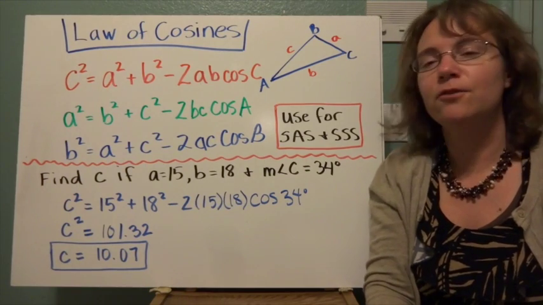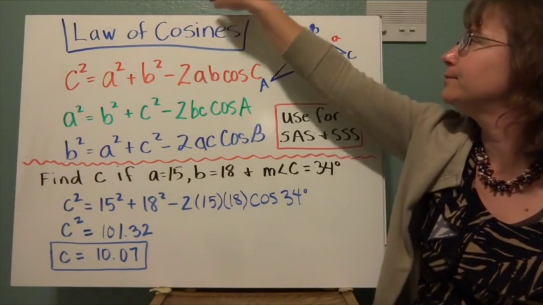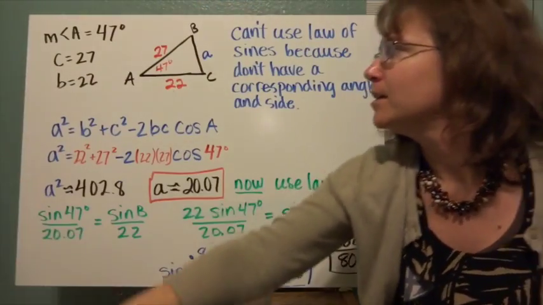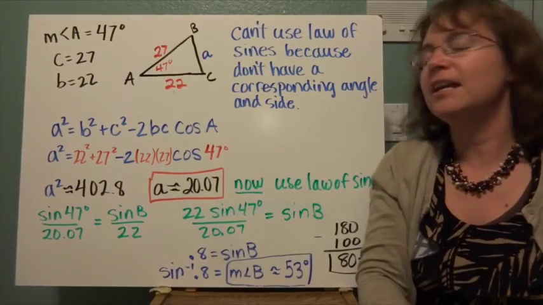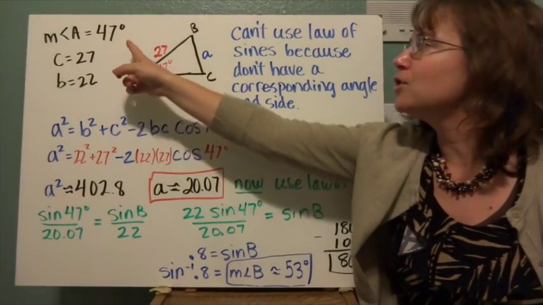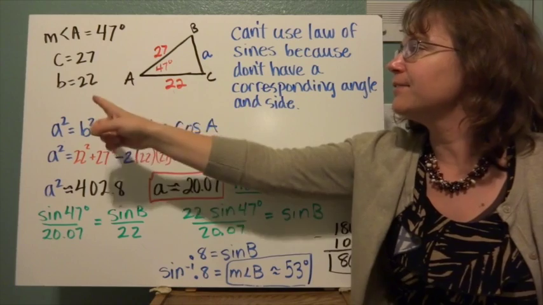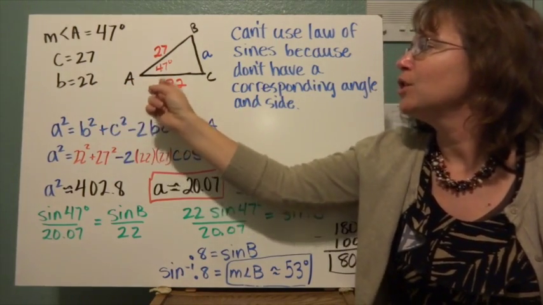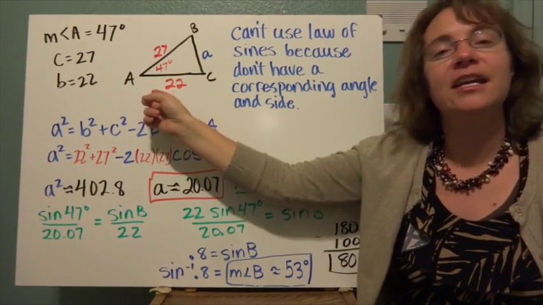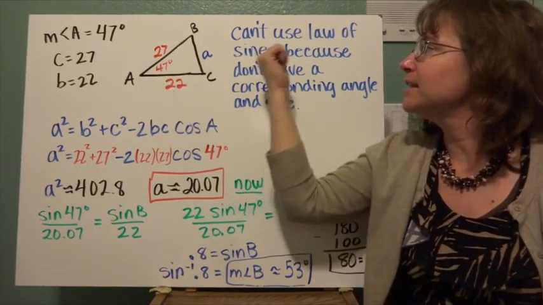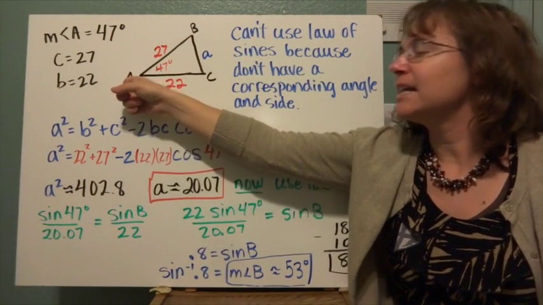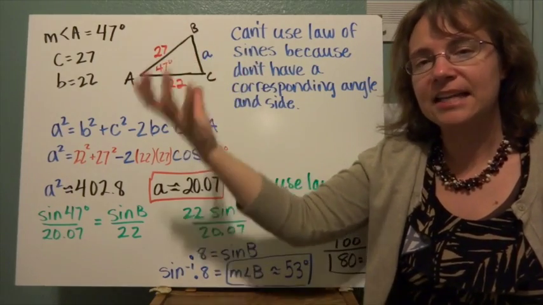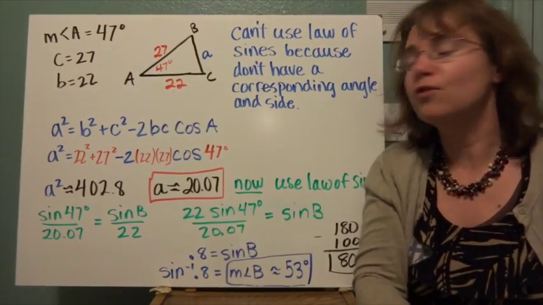Now let's take a look at this if we want to solve the whole triangle. So let's see how we can use the law of cosines. So here I have a triangle. I have again ABC triangle, and I want to solve. I know the measure of angle A is 47 degrees, C is 27, and B is 22. So I have my side angle side here, and I know I can't use the law of sines right away because I know my measure of this angle A, but I don't know this side length. So I don't have a sine A over A where I know all of those values.